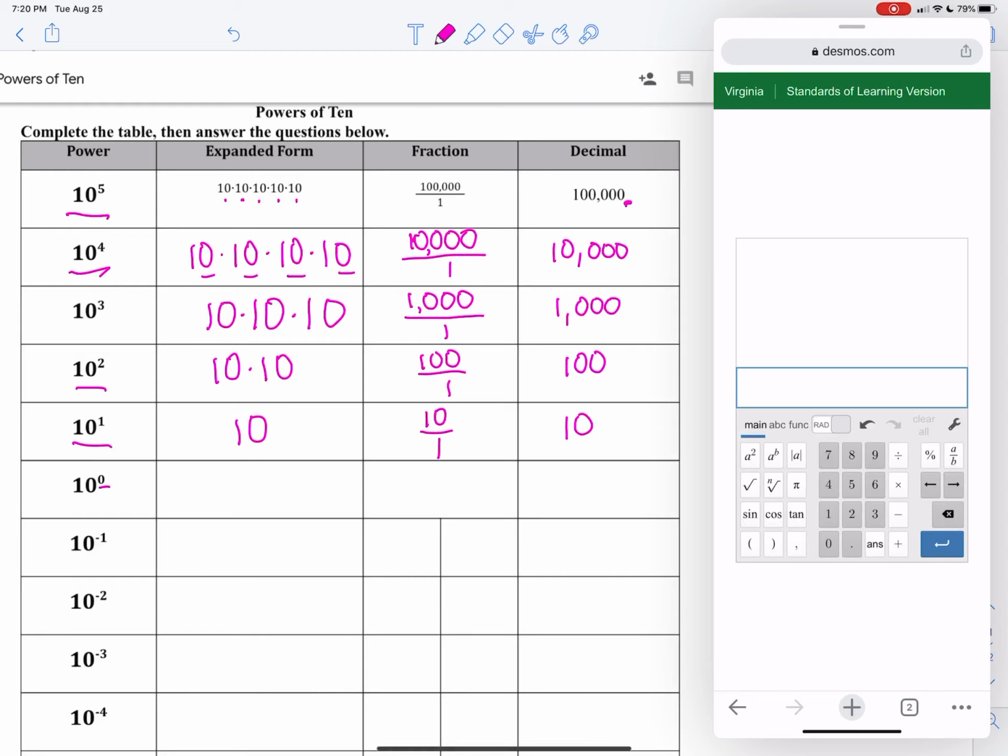10 to the 0 power. This is one that most people mix up. They think it's 0, but it just means you have a 1. So if you follow that pattern, it's 1, and then you have 1 0, or you don't have any zeros. And then you have for 10 to the 1st power, 1 0, and so on. So our fraction is 1 over 1.